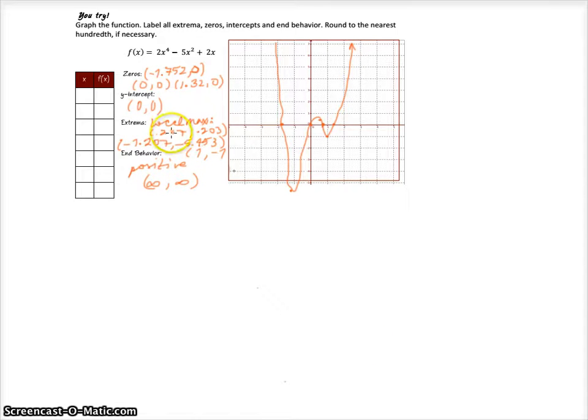So here's my local max, my minimums. I didn't label those. Okay, those are my minimums right here, these two points. My maximum. The end behavior is positive infinity to positive infinity. And here are my zeros and my y-intercept. Just make sure you get your chart filled out. Good luck!